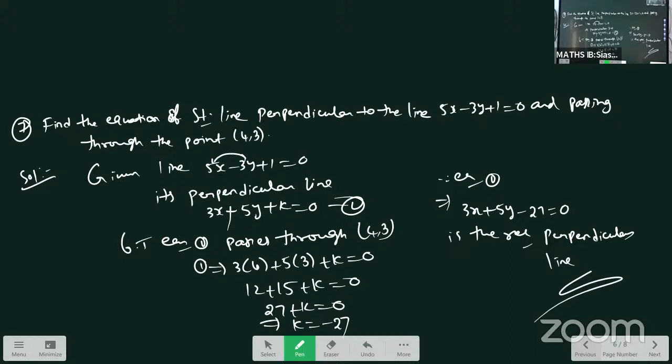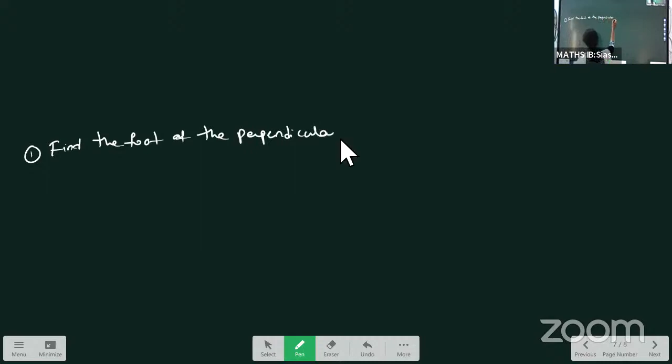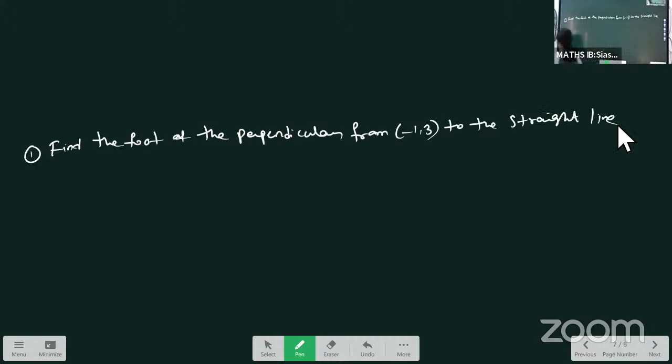Next question. Continuation. Find the foot of the perpendicular from (-1, 3) to the straight line 5x minus y minus 18 is equal to 0.